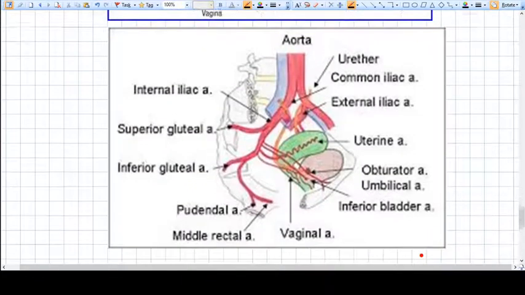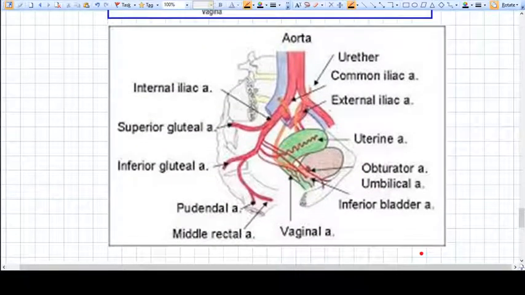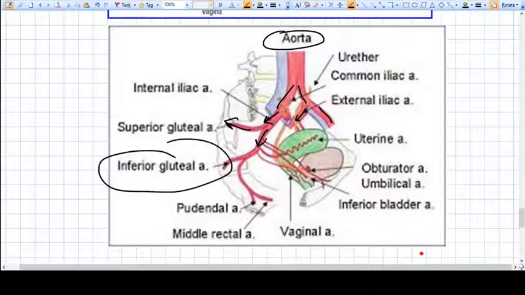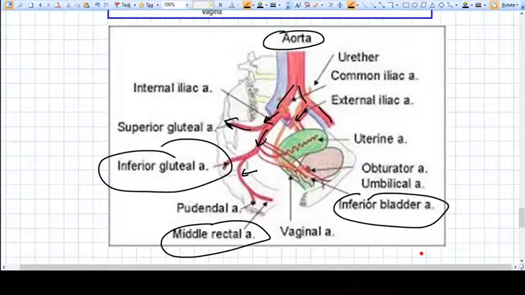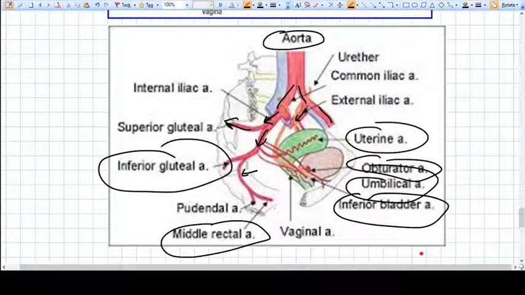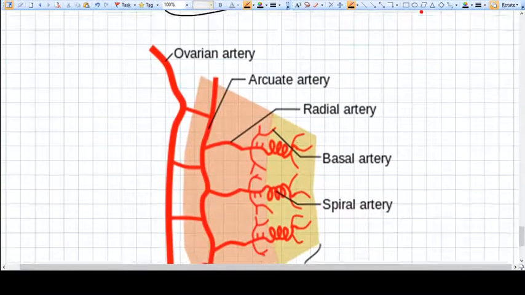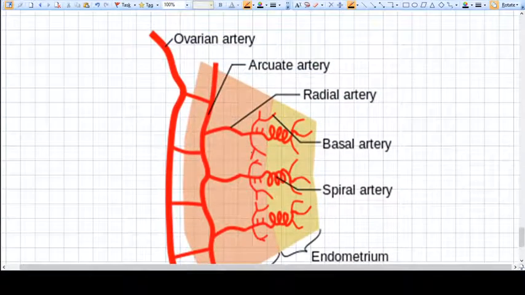Here you can again see another picture of the supplying structures. For example, the aorta, common iliac arteries, external iliac, internal iliac. This is the internal iliac artery. This is the posterior division. This is the anterior division. For the anterior division, you can see the inferior gluteal artery. This is the internal pudendal artery, middle rectal artery, inferior and superior vesical arteries, obturator artery, umbilical artery. This is the uterine artery. The uterine artery and ovarian artery have anastomosis, as we have already discussed.